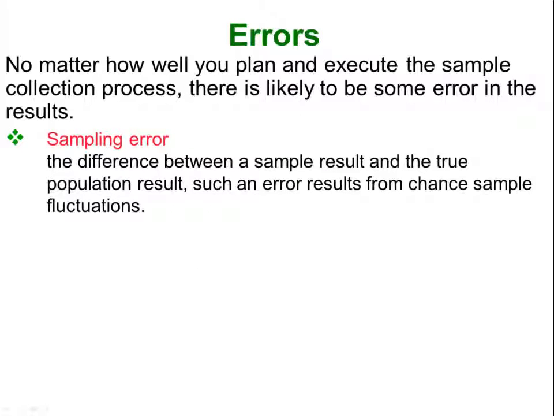Even with all that said, there are still errors that can happen. You can have a sampling error, which is the difference between a sample result and the true population result, and that's just from pure chance of having a weird sample. For instance, you want to know the average height of an adult American male, and you just happen to sample a bunch of NBA players. Then you're going to get a result that is not truly indicative of the population.